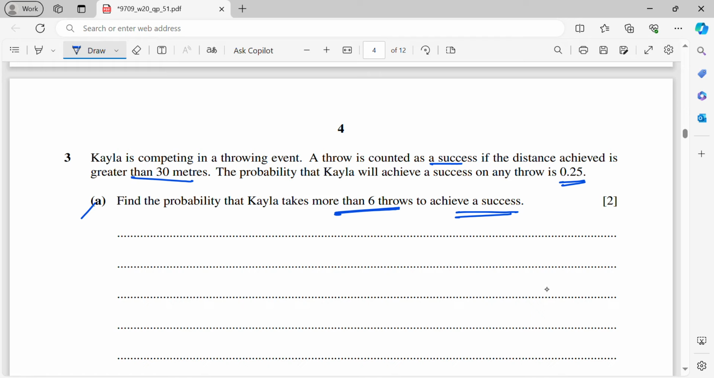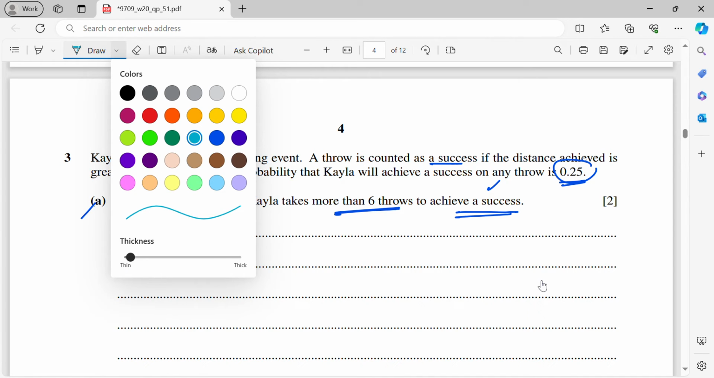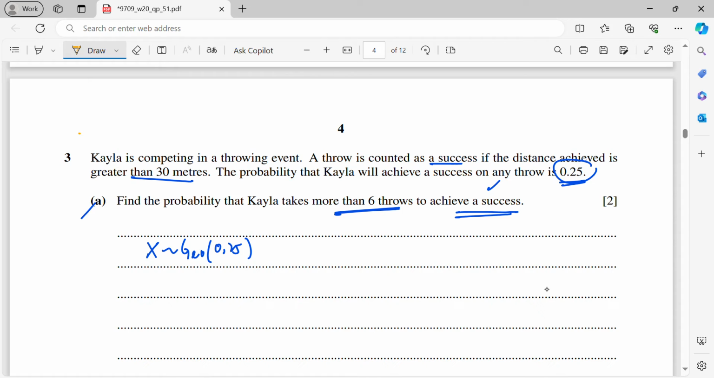So basically this is a geometric distribution. Okay, so I will write X is geometric distribution with the probability of 0.25 because you need to get a success. Therefore, now for your information, X is geometric distribution with P, the probability of X less than or equal to r is 1 minus q to the power r, whereby q is 1 minus p. This is our formula.